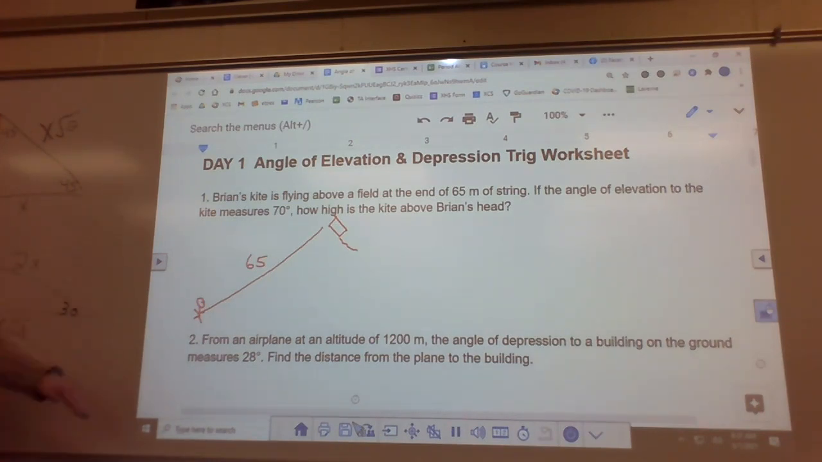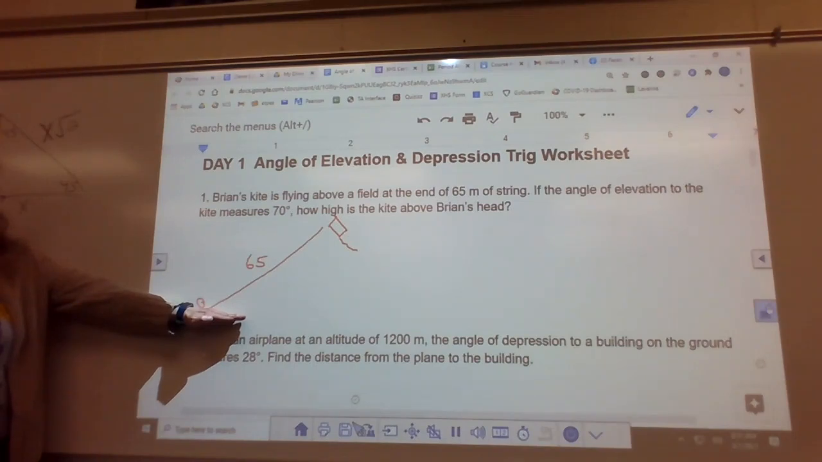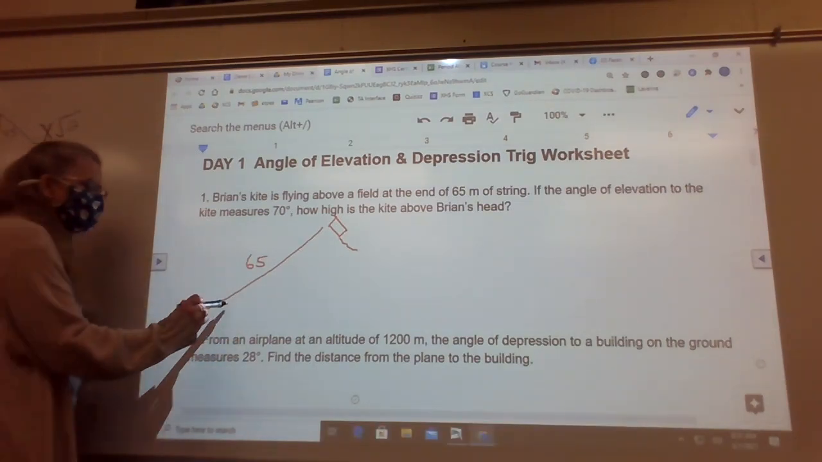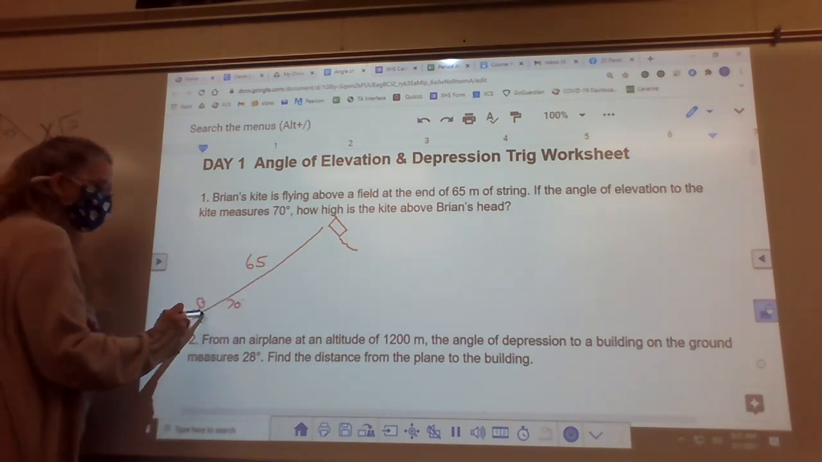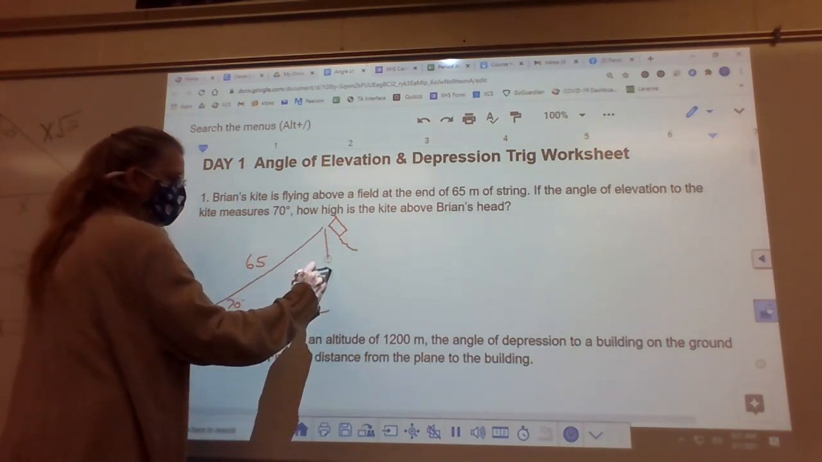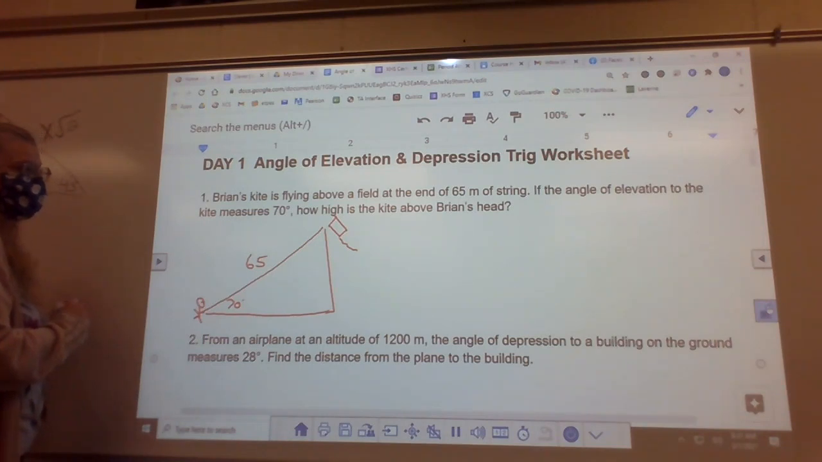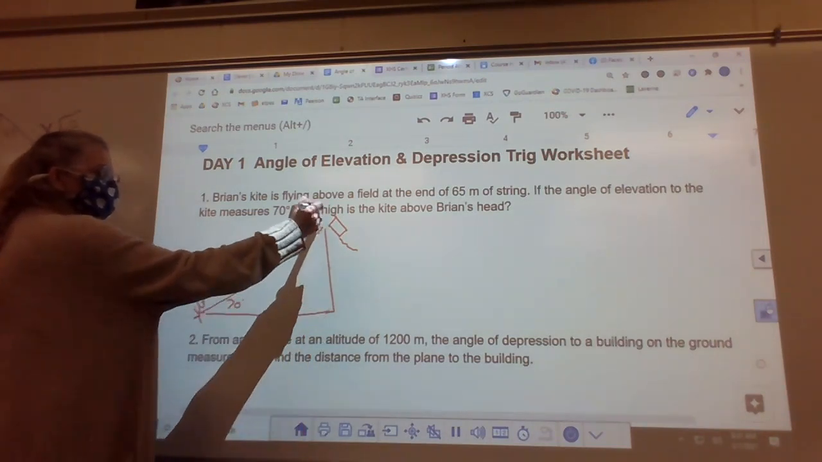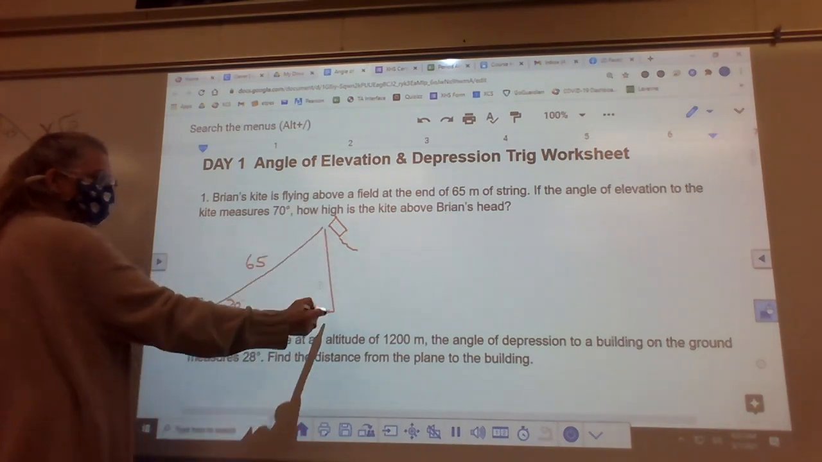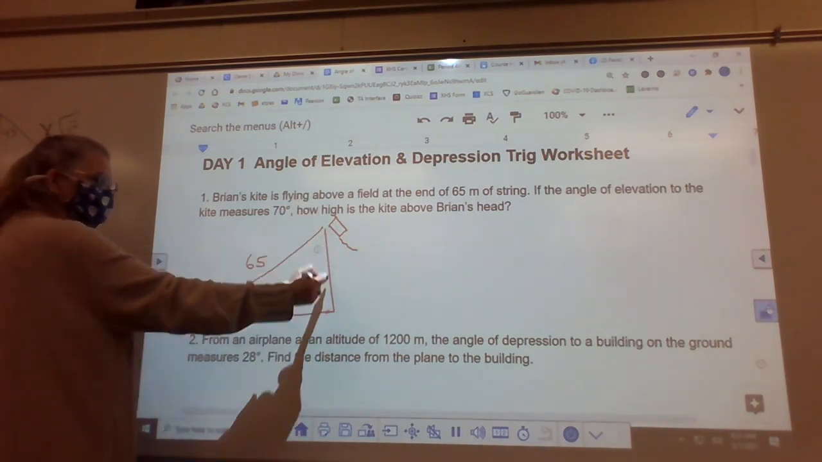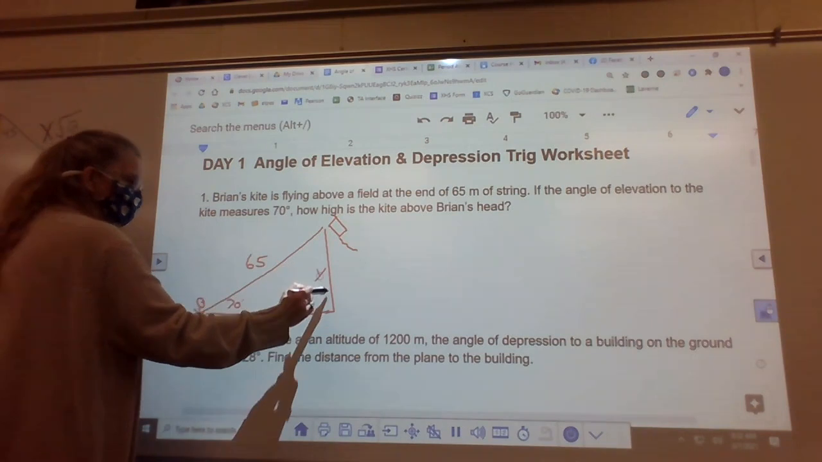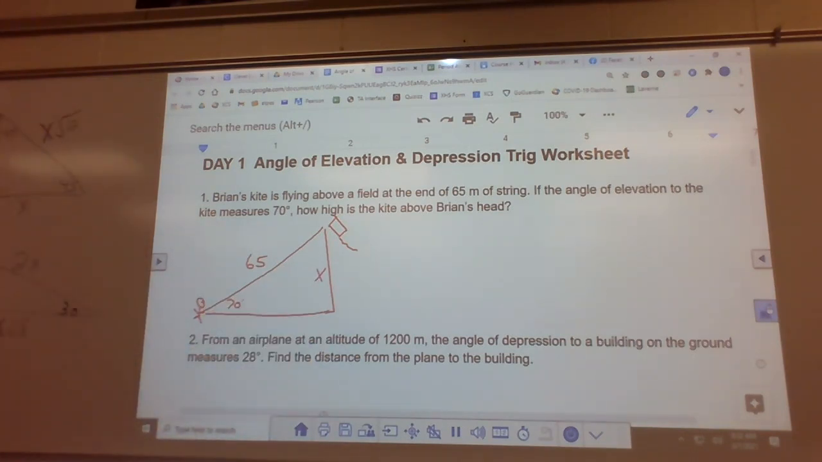The angle of elevation, so we have this. The angle of elevation of this string is 70 degrees. So I have 70 degrees here. And I make a right triangle. And it says, how high is the kite above Brian's head? So this is what I'm looking for, the vertical height of the kite. So that's X. Draw the picture.